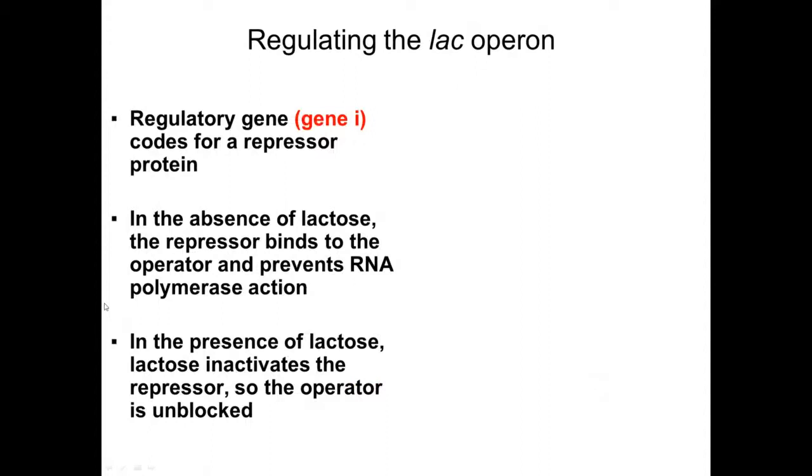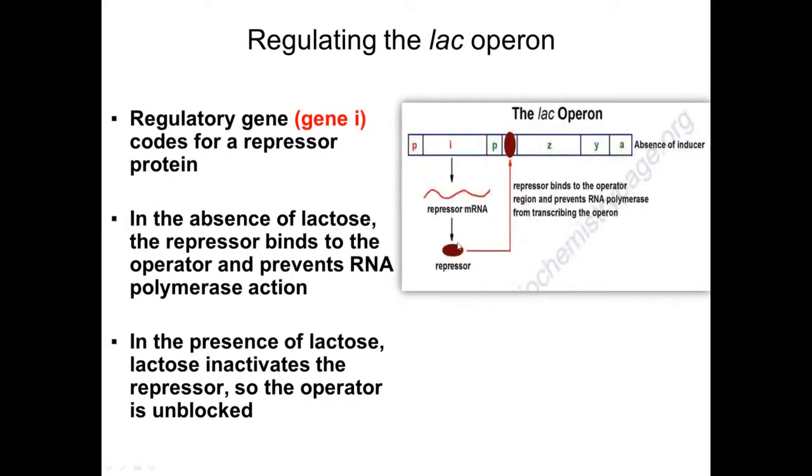Okay? So in the absence of lactose, the repressor protein will bind to the operator, and that's basically like a block in the road for the RNA polymerase to get through. So we have transcription turned off.